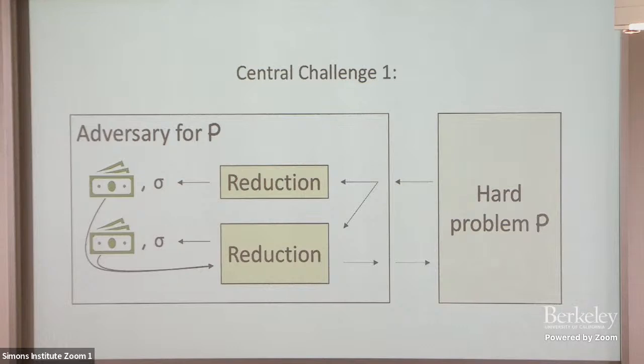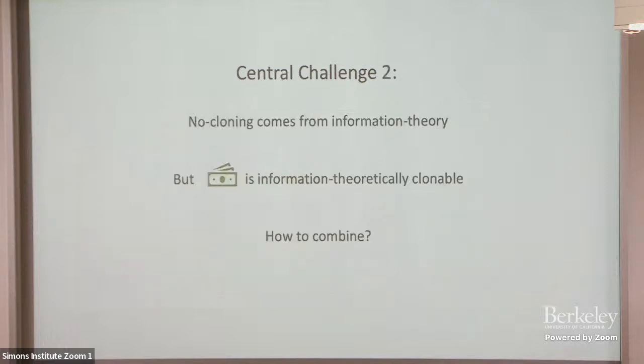So this is a conceptual barrier to trying to prove the security of quantum money. And there's also another conceptual barrier that's a bit more high level, which is that no cloning comes from information theory. It says if I give you an unknown quantum state, you can't clone it. On the other hand, as we already said, the quantum money state is actually information theoretically clonable. From an information theoretic perspective, we don't have no cloning. It's totally determined by the public key.